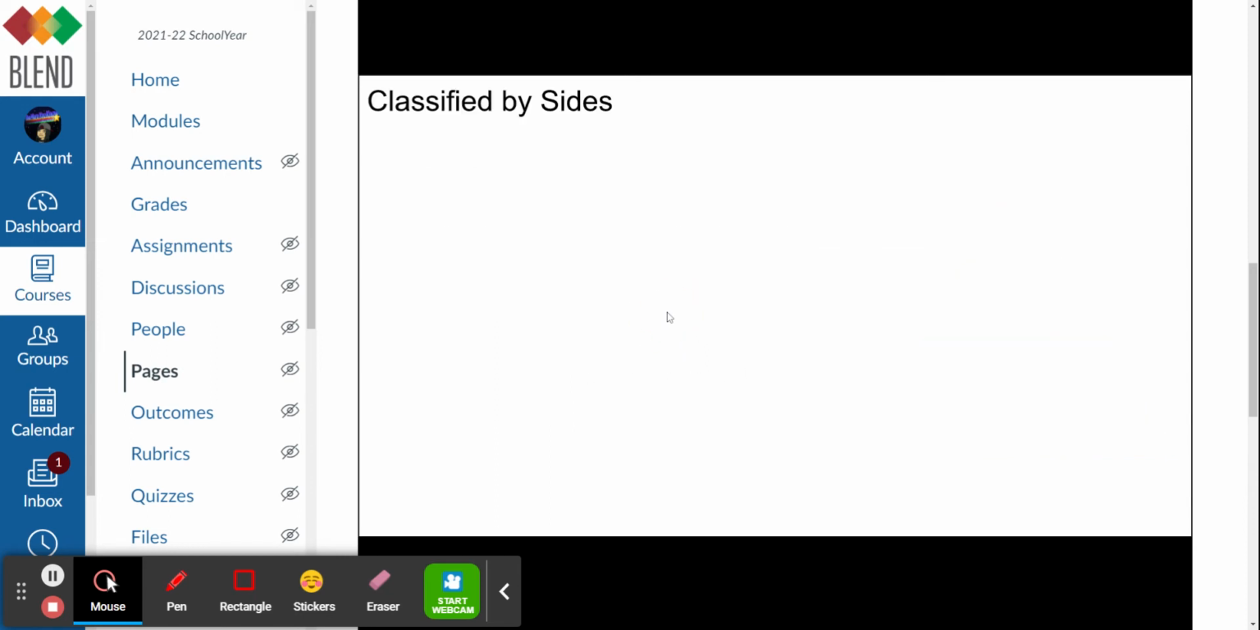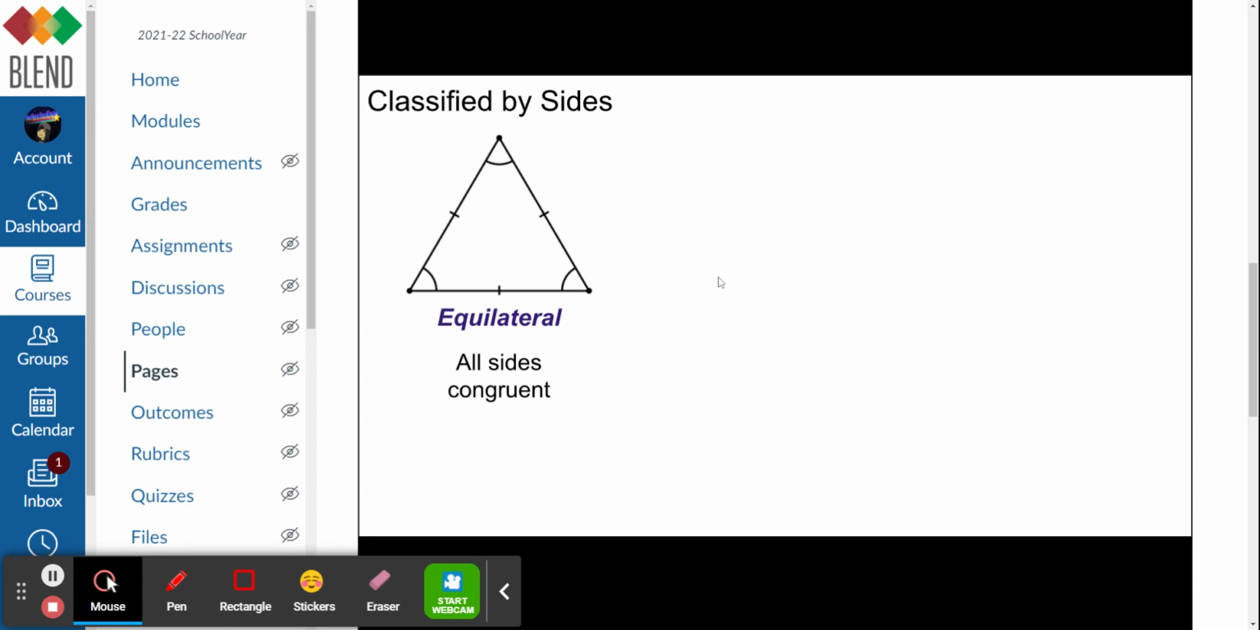Tri means three. All right, so to classify a triangle by sides, the first one is called equilateral. Equilateral, equal sides. And that means that all sides are equal. All sides are congruent. So the first way to classify a triangle is equilateral. That means that the sides are equal.